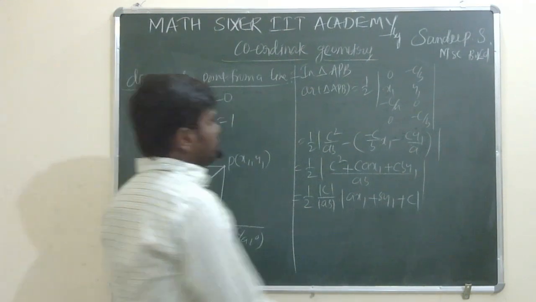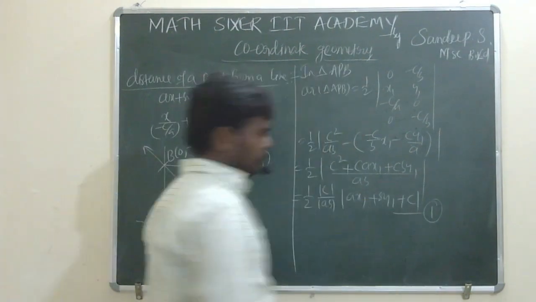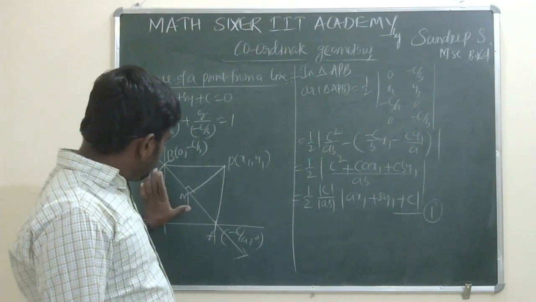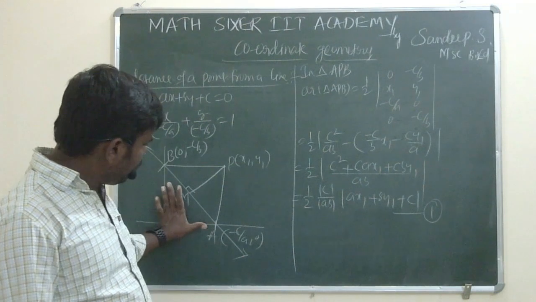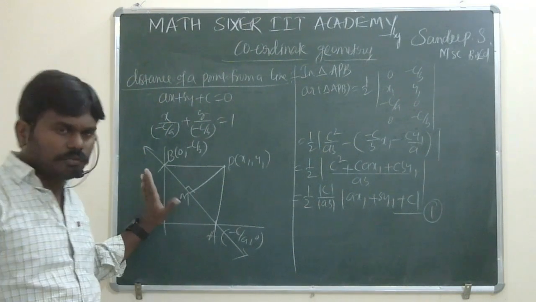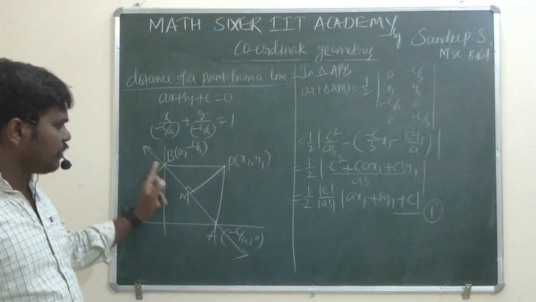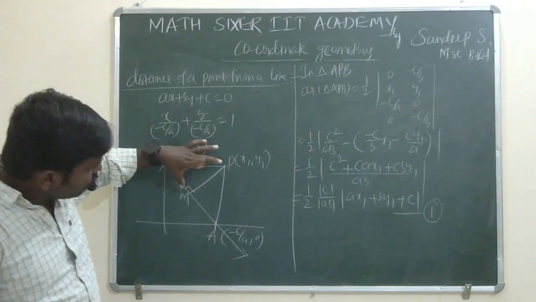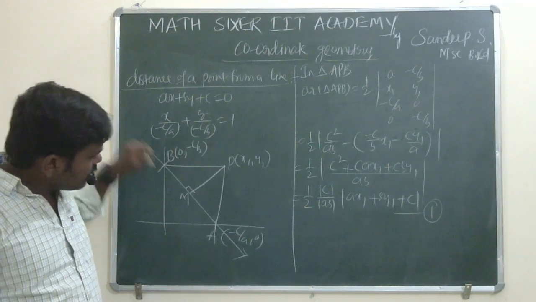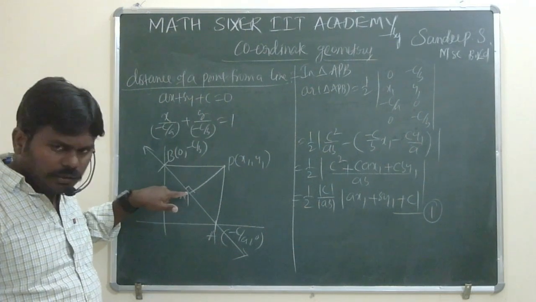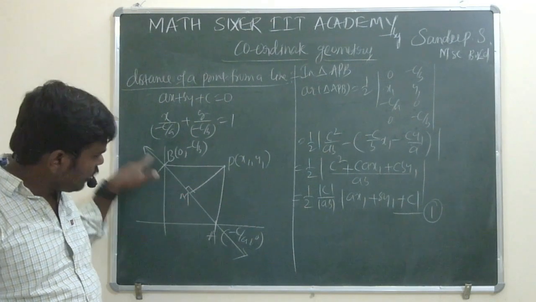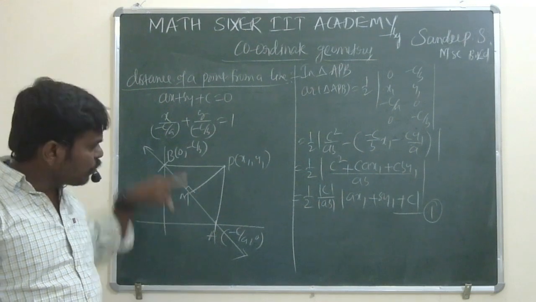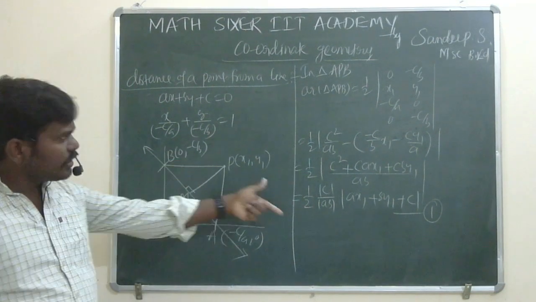So now you can take this as the first equation, and again here we can find the AB length. We can find the AB length by using the distance formula. And actually what we have to find out is the distance between the point and the straight line. Straight line means the line perpendicular to AB which is passing through the point P. So PM we have to find out. So PM is not covered in this.